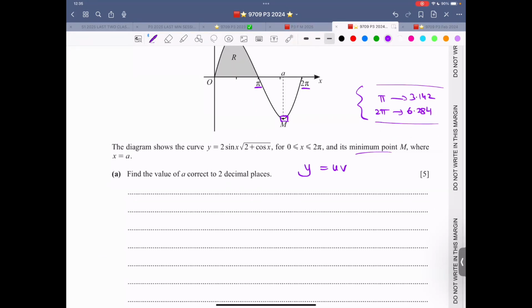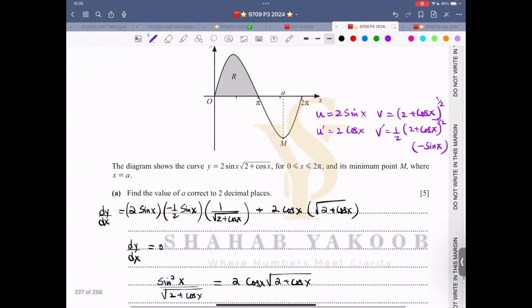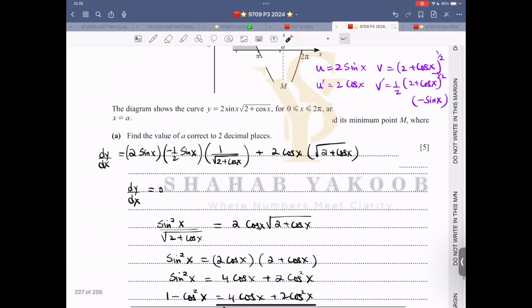y equals uv. Therefore, y prime is uv prime plus vu prime. That is the first thing. Let's have a look. So u equals 2 sin x. u prime is 2 cos x. v is (2 plus cos x) raised to the power of half. Chain rule: half, bracket remains as it is, power reduces by 1, into the derivative of the bracket.